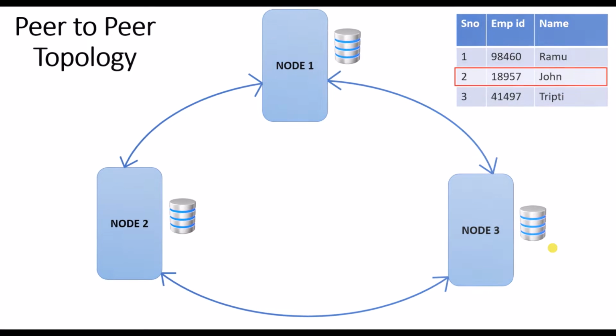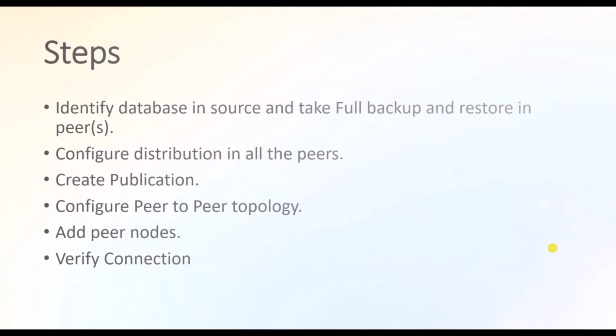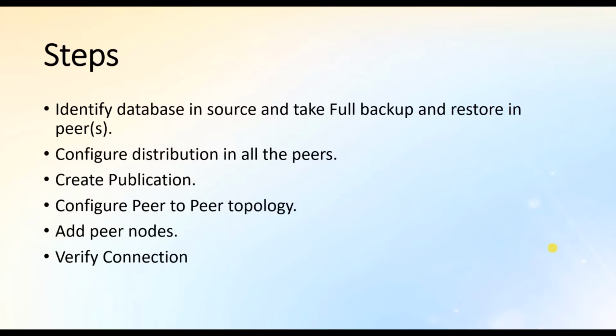So the steps are: first we are going to identify the database in the source, take a full backup and restore in the peers, configure distribution in all the peers, create a publication, configure P2P topology, add peer nodes and verify the connection. If you have understood the concept, we can start with our demo.